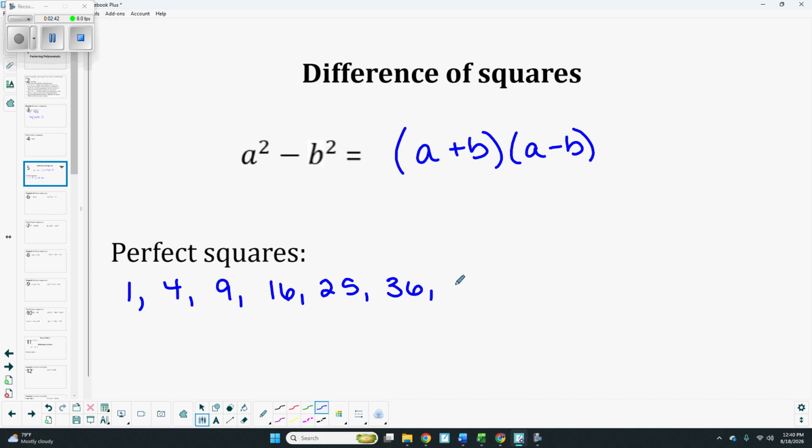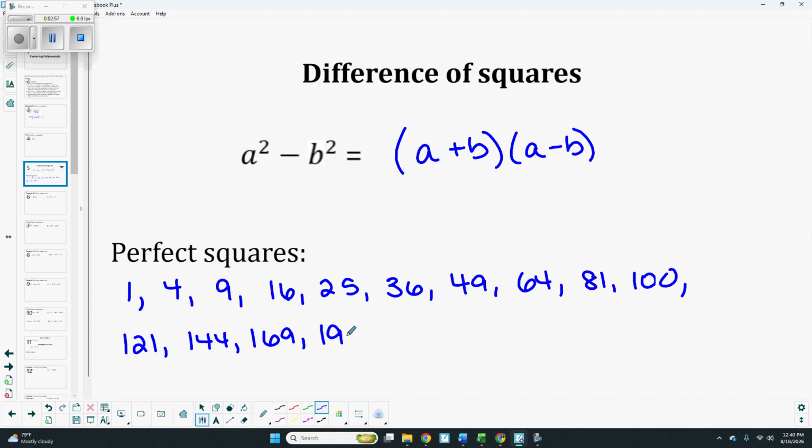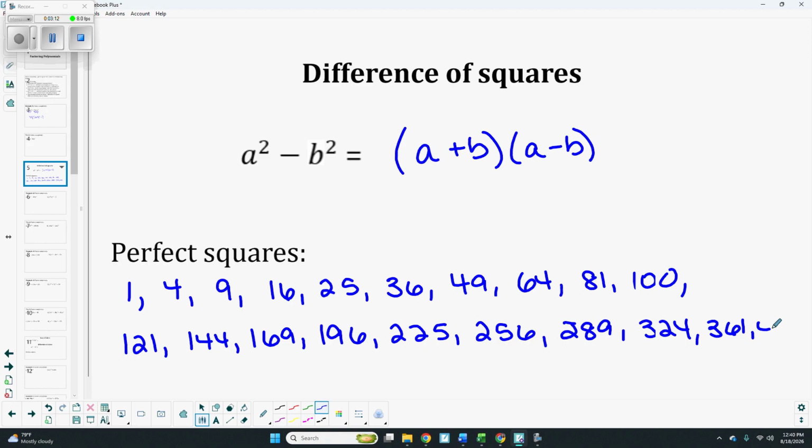So 36, 49, 64, 81, 100. So that's up to 10 squared, right? Then we have 11 squared, 12 squared, 13 squared, 14 squared, 15 squared, 16 squared, 17 squared, 18 squared, 19 squared, and 20 squared. You don't necessarily have to memorize them, but you should recognize perfect squares when you see them, especially these bigger ones. It'll help you out when you're seeing a problem that is the difference of 2 squares.